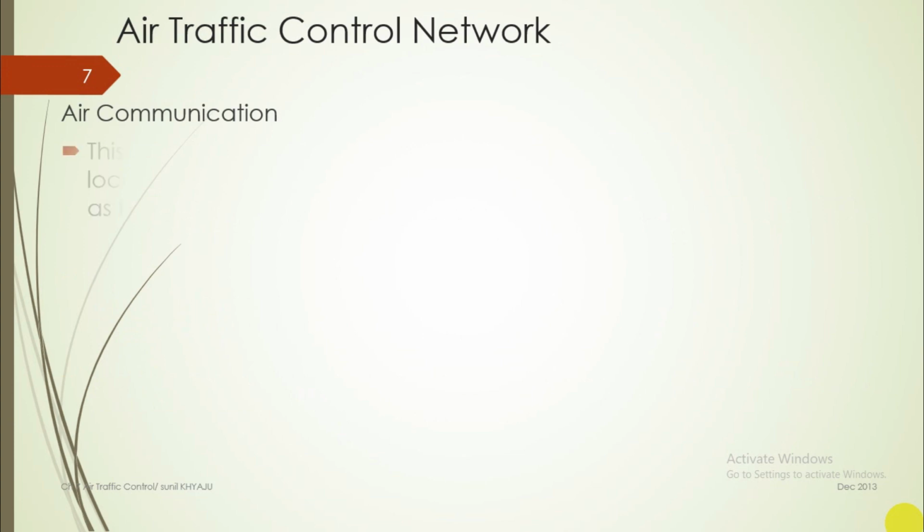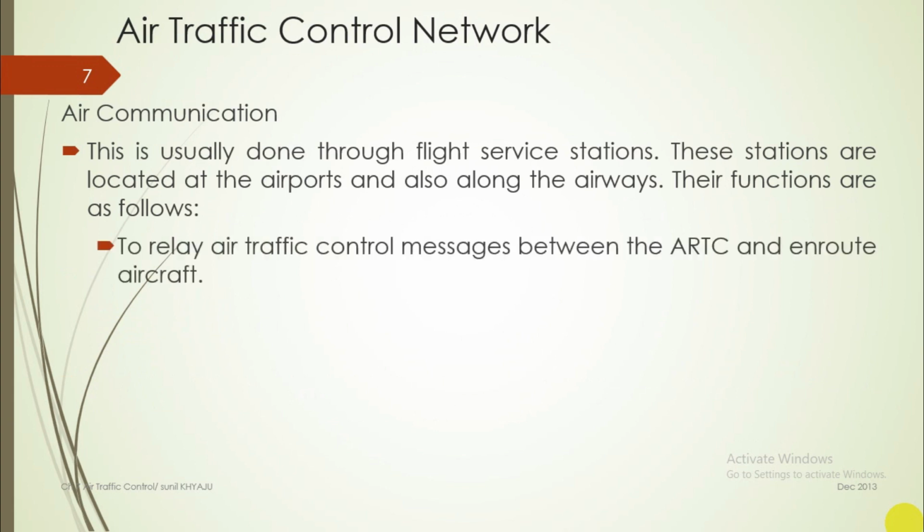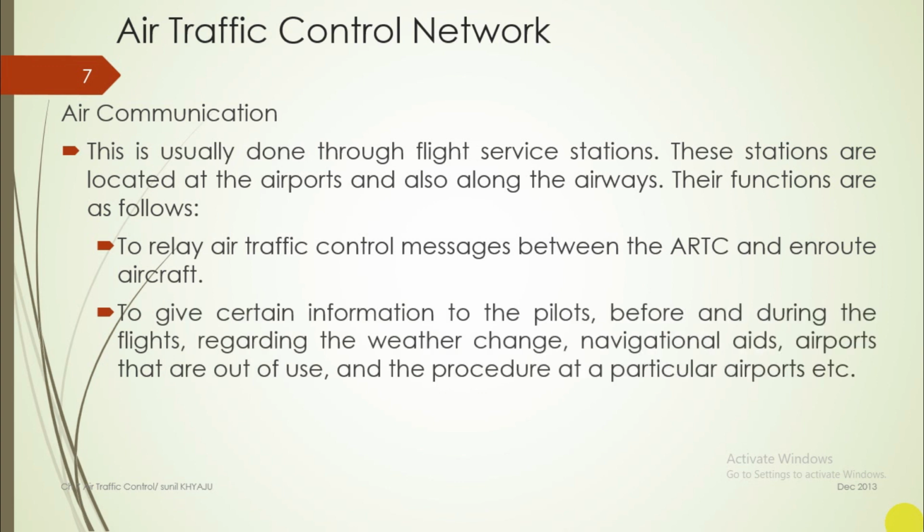Air communication. This is usually done through flight service stations. These stations are located at the airport and also along the airways. Their functions are as follows: to relay air traffic control messages between the ARTC and en route aircraft, and to give certain information to the pilots before and during the flights regarding the weather changes, navigational aids, airports that are out of use and the procedures at a particular airport, etc.